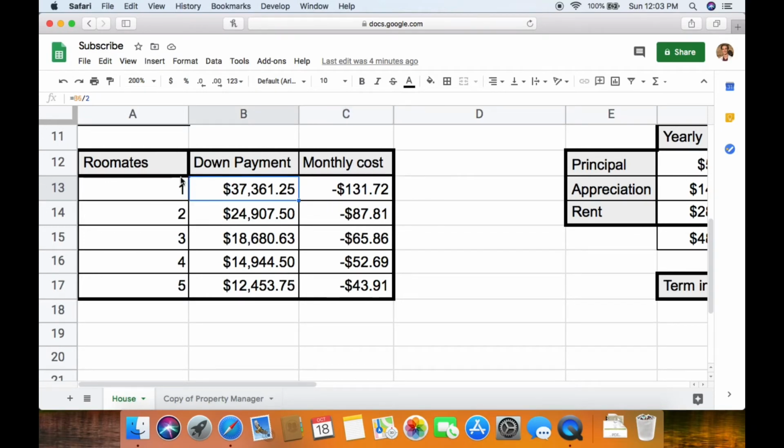That means it's going $131 into both of your pockets every single month. I did this all the way up to 5 people. So if you went in with 5 different partners, you would only need $12,000, but you would also only be getting $43 back every single month on this property.